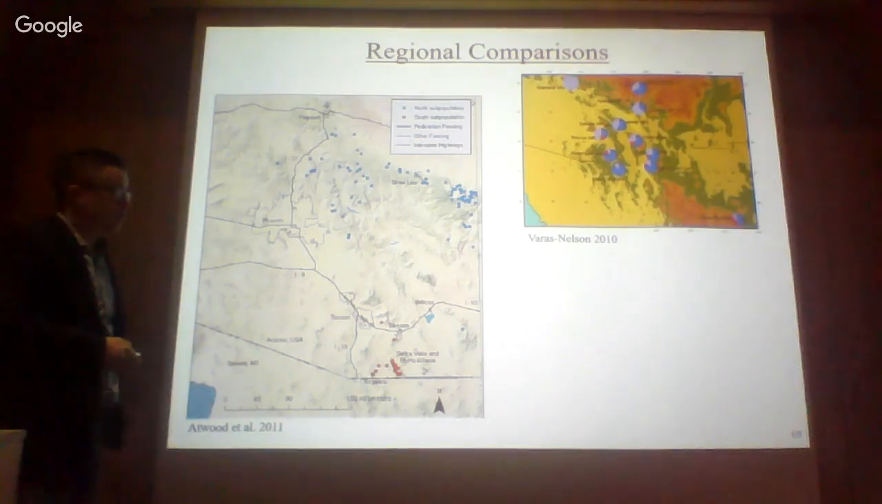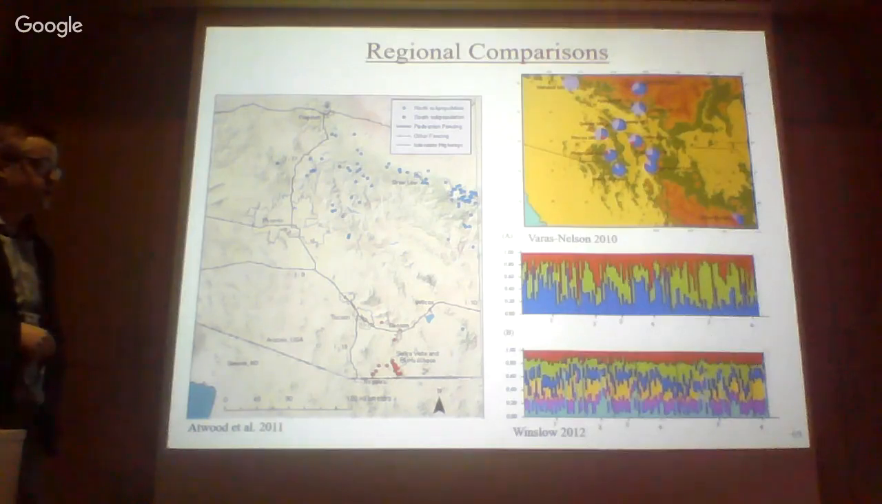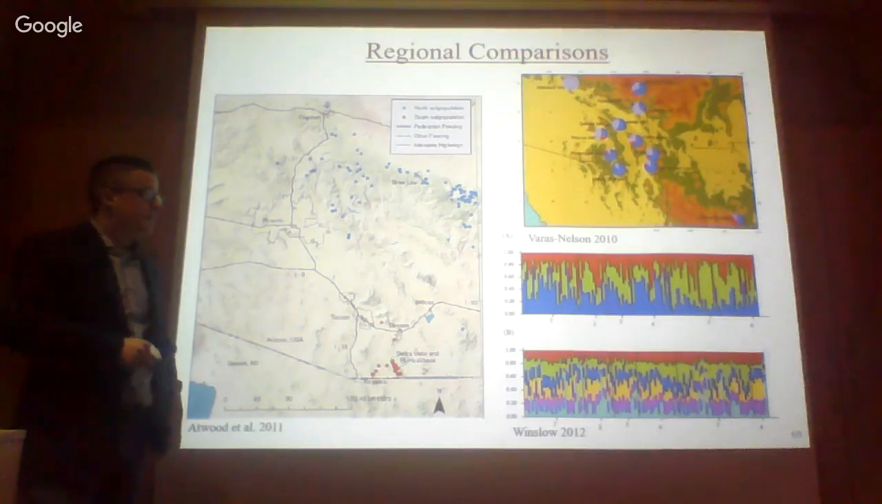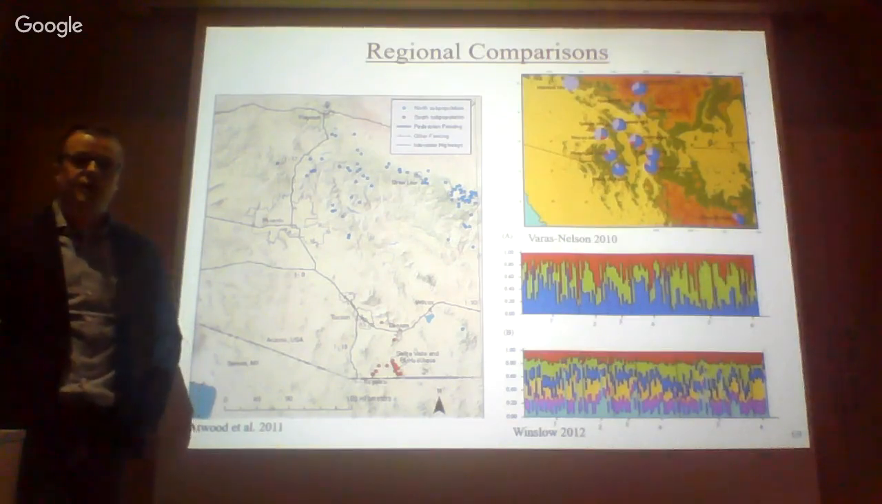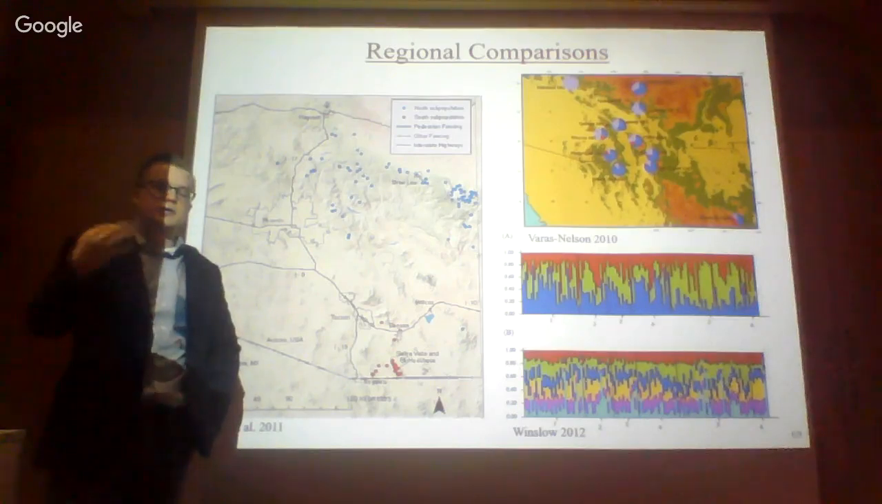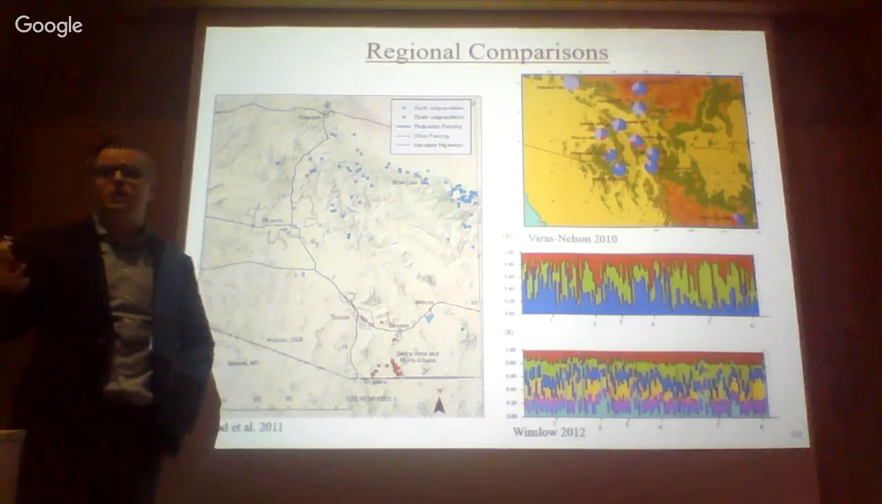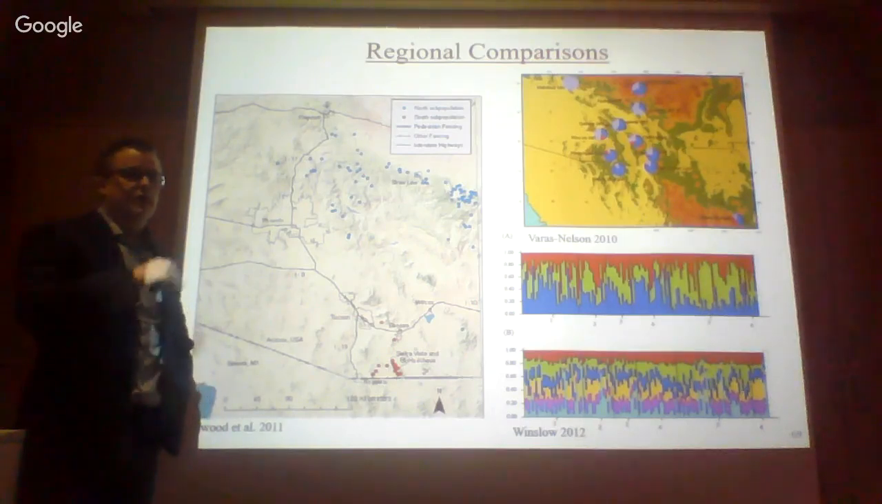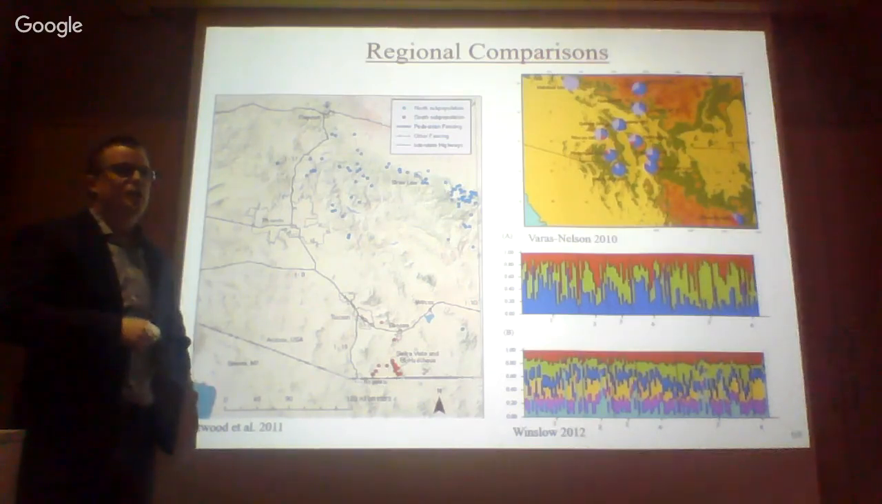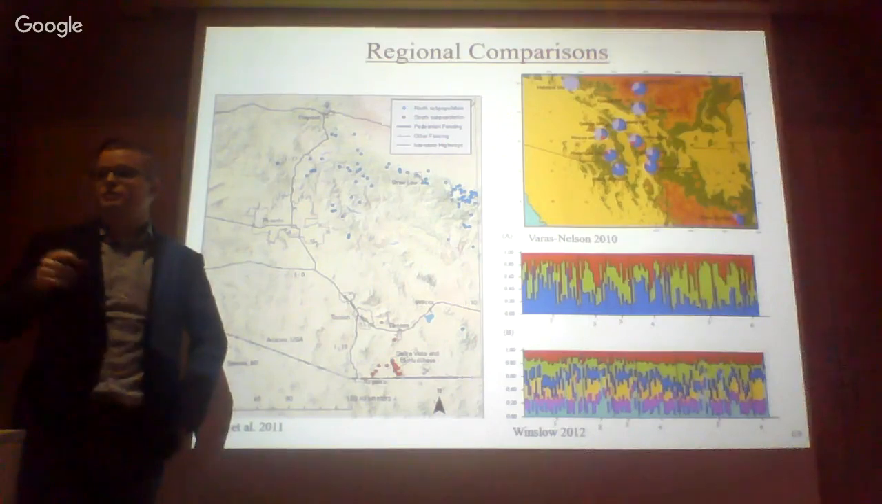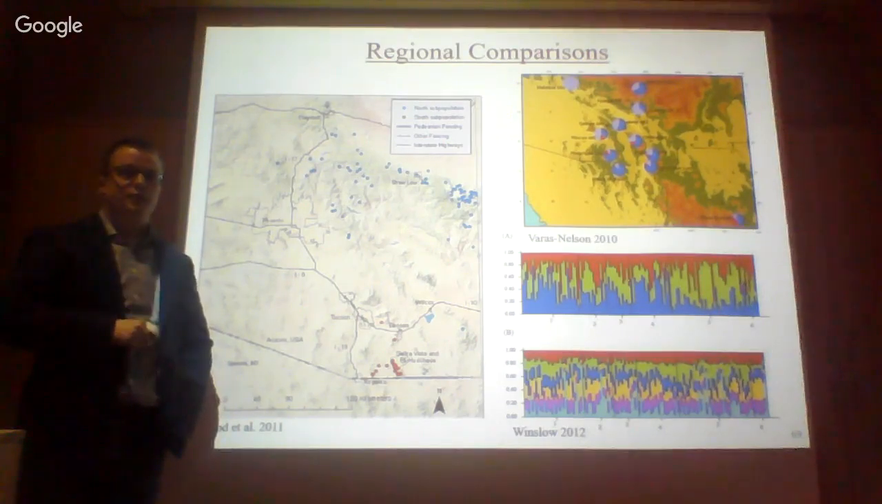In New Mexico, our results are also in contrast to those of Winslow, where he found that there were three genetic populations within the state but couldn't determine any spatial structure to them. And he suggested that this lack of spatial structure was due to both bear as well as human-mediated movement across the landscape, particularly problem bears that Game and Fish is picking up in cities and moving to a different mountain range.